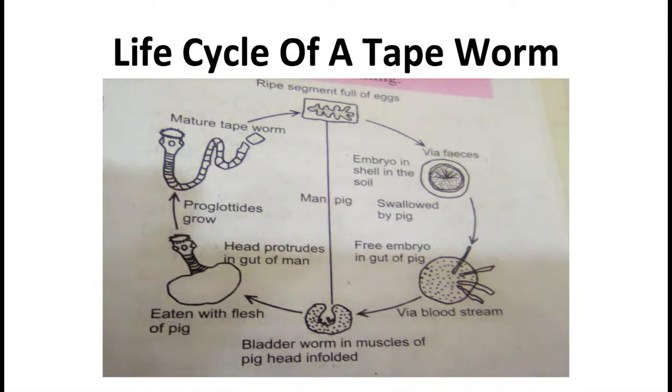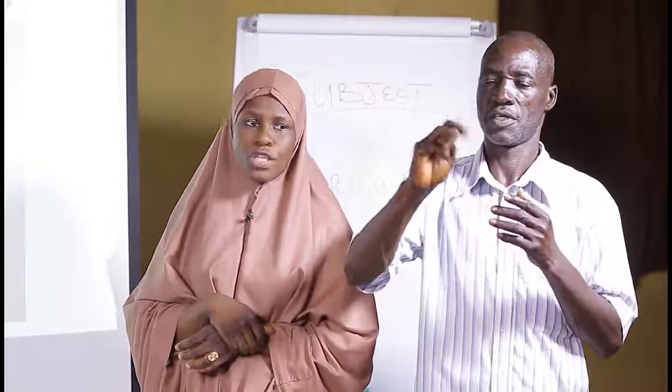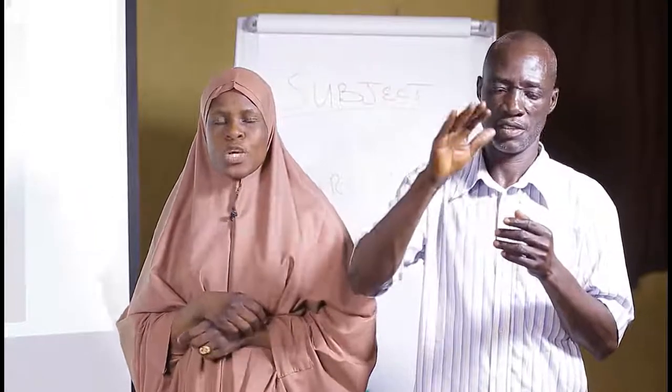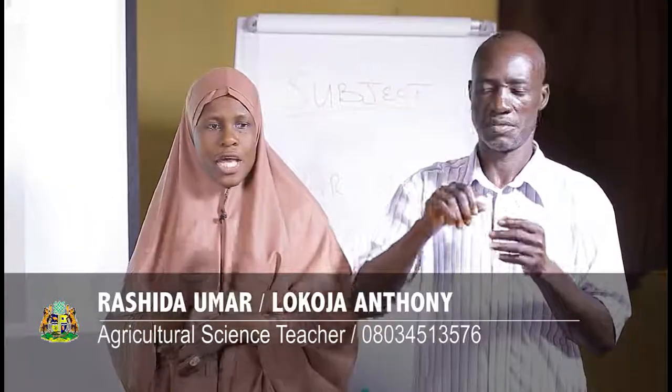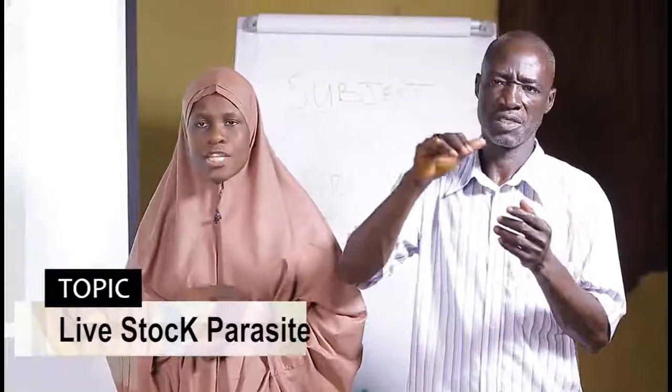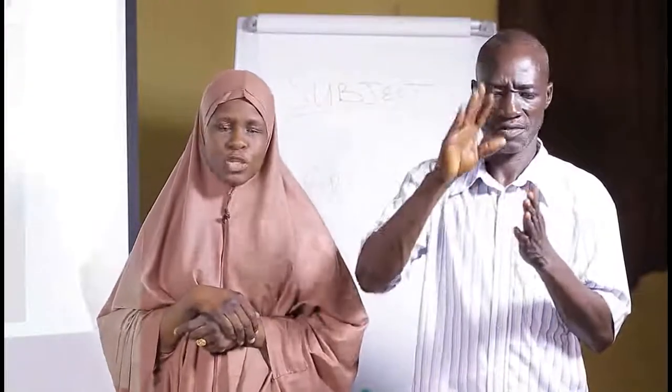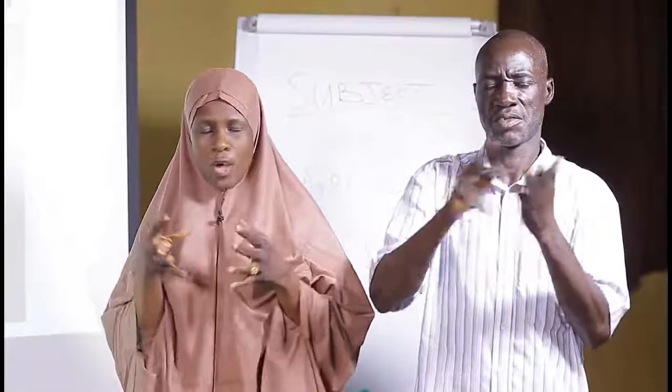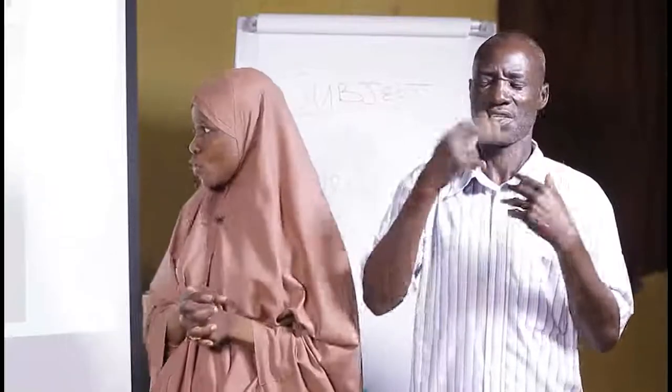Tapeworms, we said they are hermaphrodites. These hermaphrodites are types of organisms that have both the male and female reproductive organs in one. So it fertilizes itself. It has both the male and the female reproductive organs, so it doesn't need any partner for fertilization, because it has the two reproductive organs in one.